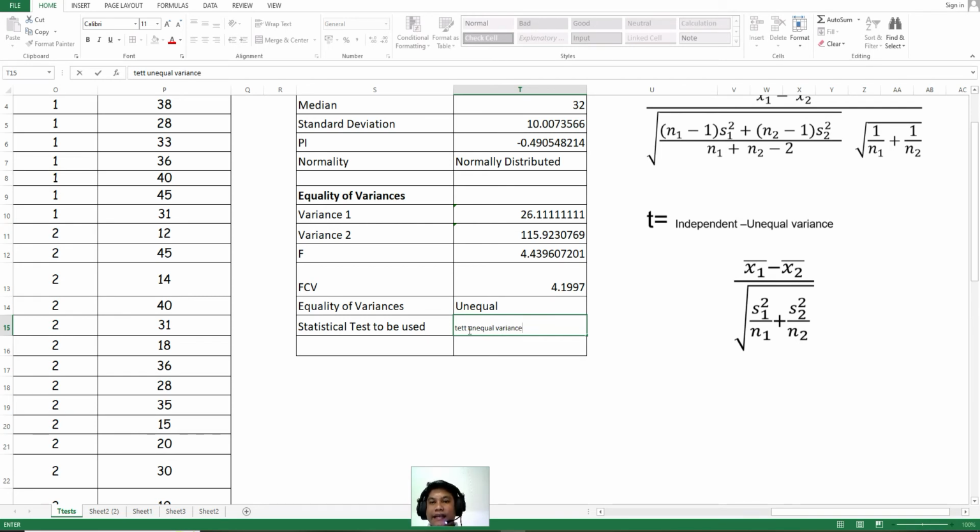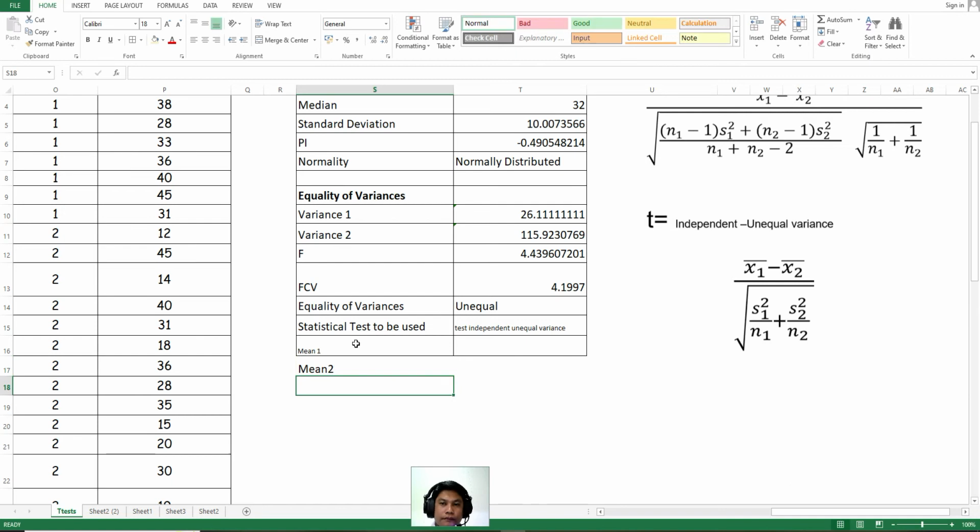Independent t-test, unequal variance. What will we do first? We have to get the mean first, mean 1, then mean 2. Then we subtract mean 1 minus mean 2. So let us first assume this is the first operation. Then after that, we go down here.